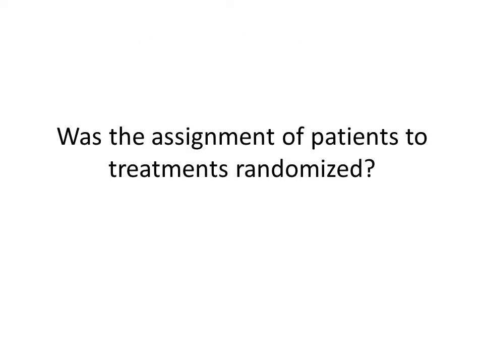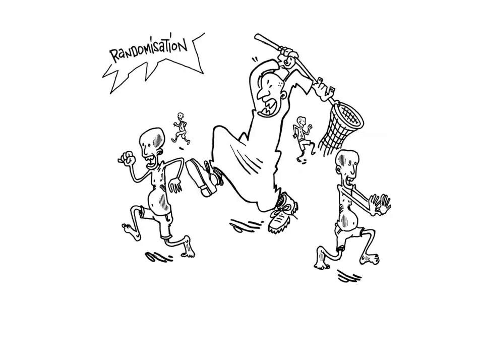So the first criterion is, was the assignment of patients to treatment groups randomized? Now, this brings us to the question of randomization. So now the question arises, what is randomization? Why do we randomize? And how do we do it?